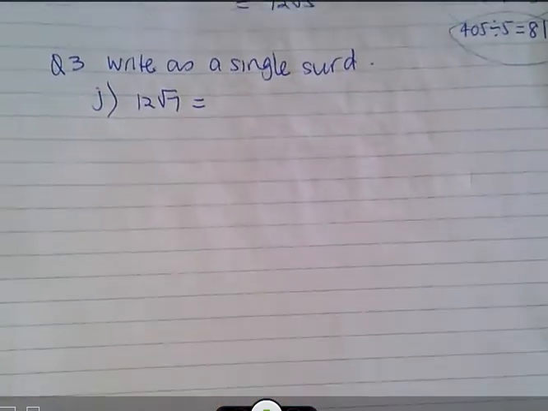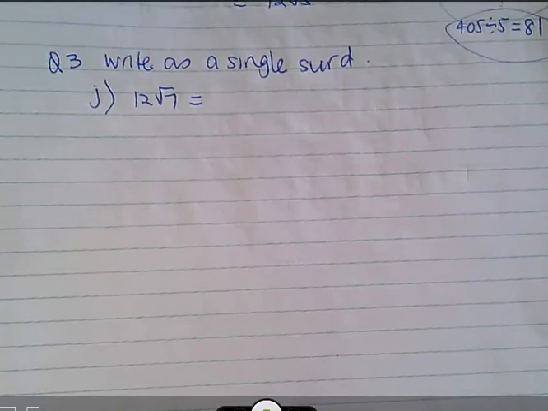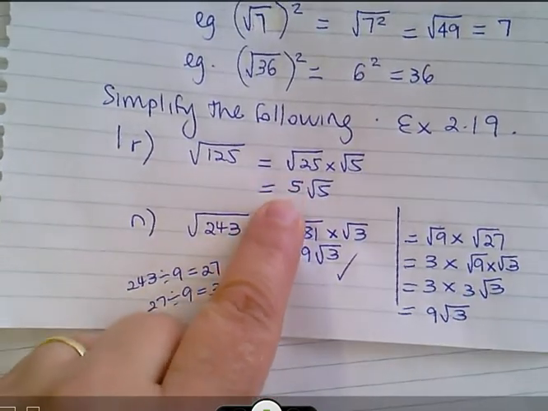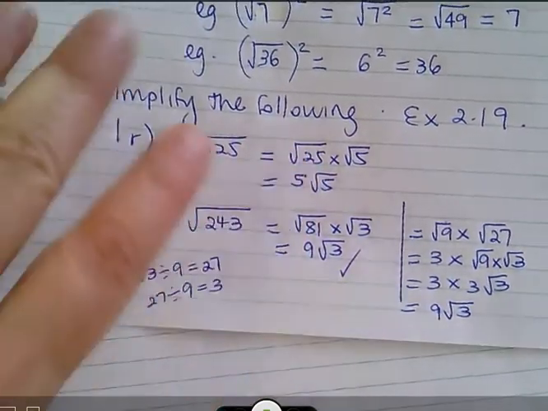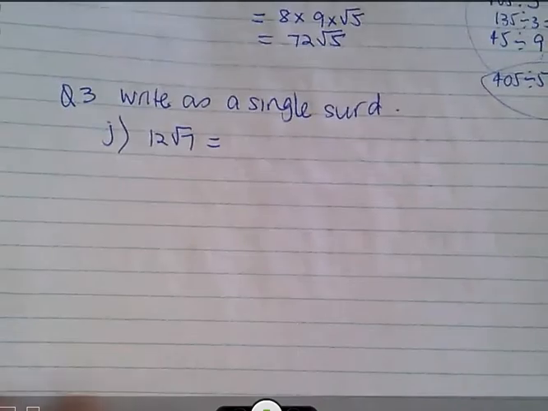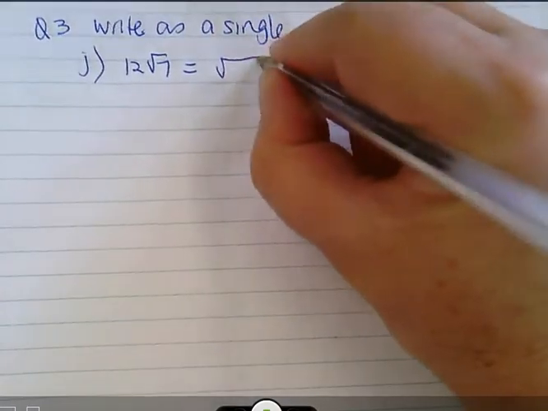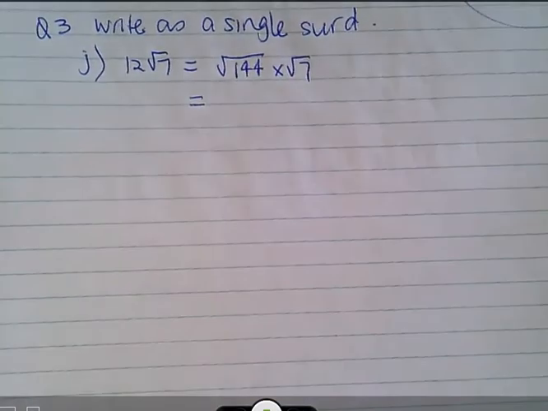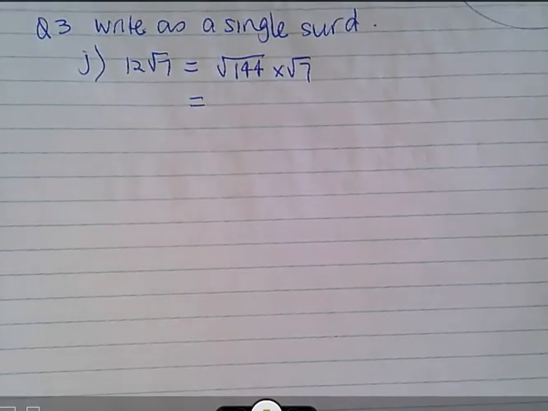Question 3 is to write as a single surd. So you say to yourself, where did that 12 come from? Let's look back here. I'm ending up with 5 root 5. Where did that 5 come from? It came from the square root of 25. So you're sort of working backwards to write as a single surd. So here you say, where did the 12 come from? Square root of 144 times the square root of 7, and you will need your calculator obviously to do that.